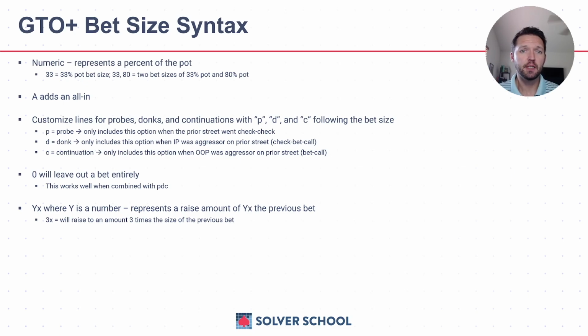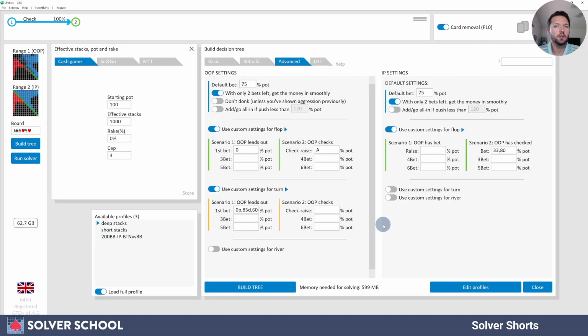Let's jump over into GTO Plus and we can demonstrate quickly how this works. Raising to a multiple of the previous bet can be effective in many regards, but I'll show you, as I demonstrated in the slides, how it can be a little problematic at times. Suppose I change this out of position lead out and give it a 5% bet sizing, a super tiny bet size, and a 75% bet size. And then I give the in-position player this 3x raise size option.